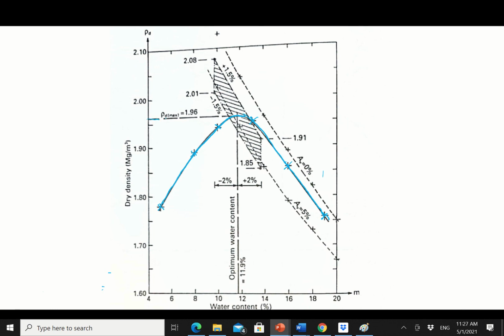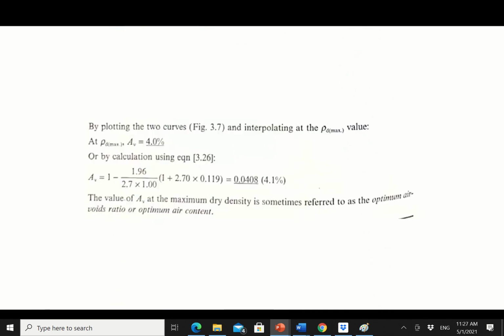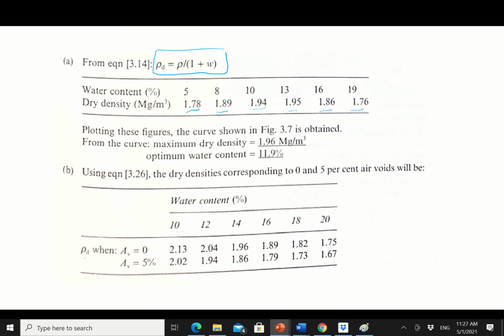Next, the question asks you about the dry density maximum. You need to draw a horizontal line to show where the rho d maximum is. That rho d maximum is 1.96, and corresponding to that value, your optimum water content is 11.9%. So you have solved for the compaction curve. From the compaction curve, you get the maximum dry density and the optimum moisture content.